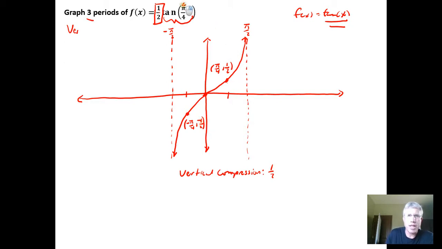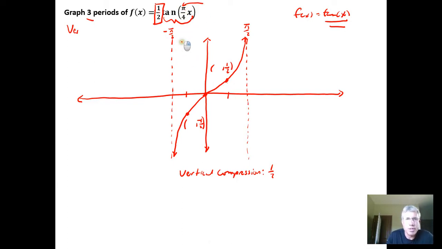This is going to change the angles. This is going to change the period of the function and change the angle measure. So these are going to change, right? We'll worry about that in a minute. Those aren't going to be pi over 4 and negative pi over 4 because this multiplier on the x is going to cause a change in the period.